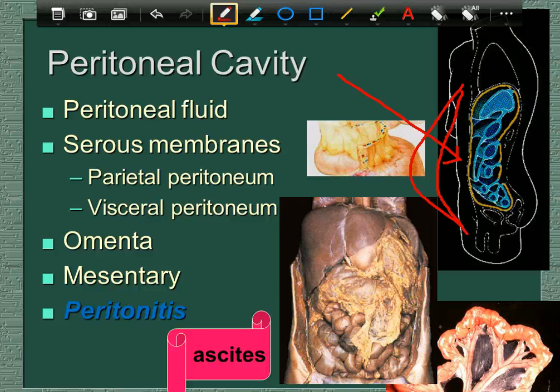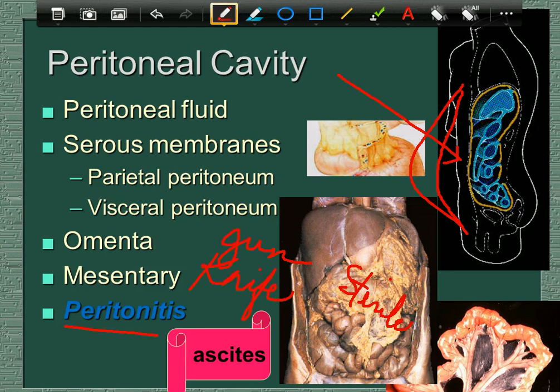And this whole area is supposed to be sterile, as is pleural fluid and pericardial fluid. There's not supposed to be any bacteria here. If bacteria get into this area, you've got an infection of the peritoneal cavity. It's called peritonitis, and it's life-threatening. And you might wonder, well, how would that happen? A gunshot wound or a knife wound. Then bacteria get in there from the outside of the body.